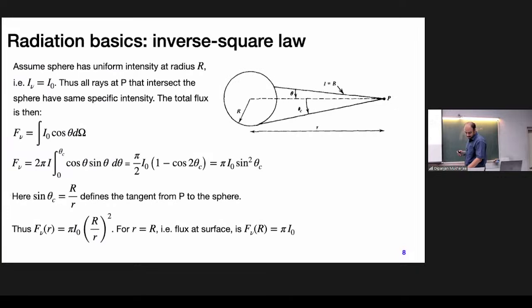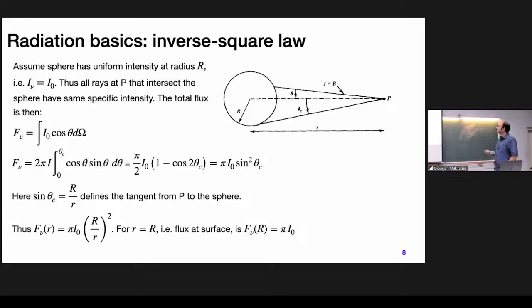Okay, now we all know about the inverse square law of radiation, that things fall off as 1 by R squared. Let's see if that is satisfied by what we have defined so far. Let us consider a sphere where at the surface of the sphere the intensity is uniform, the value is the same at each point on the surface. So I nu is I zero and it's all radial.